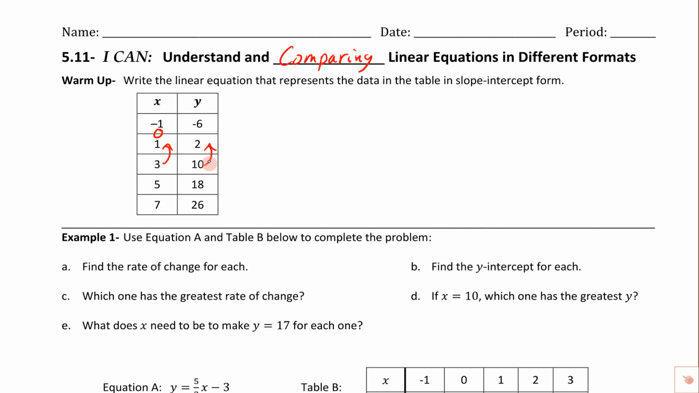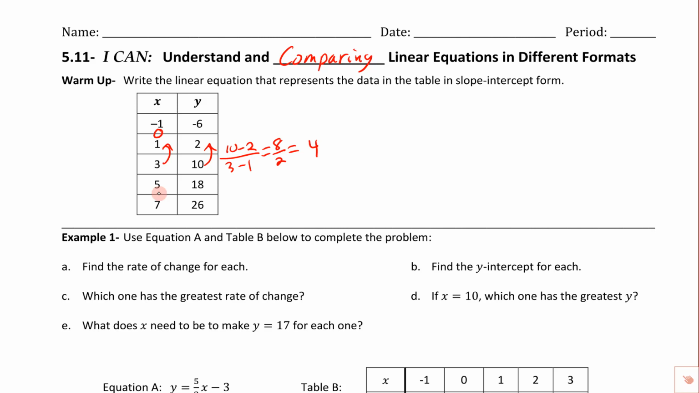So y2 minus y1 would be 10 minus 2, and x2 minus x1 would be 3 minus 1. So that's going to be 8 on top and 2 on the bottom, so that's going to be a 4. The fact that our rate of change is positive means it's going up. As the x's get bigger, the y's get bigger. And you'll notice that this skips, so from 10 to 18, this is going up 8. From 18 to 26, this is going up 8. The reason for that is we're going from 3 to 5, skipping 2 units on every one of these.